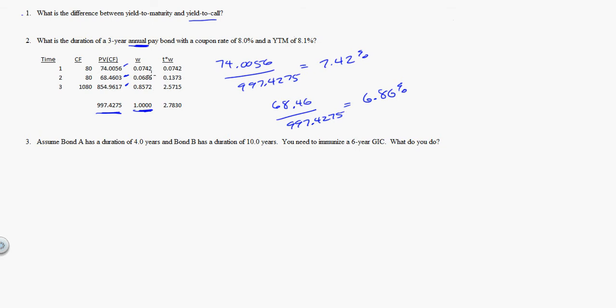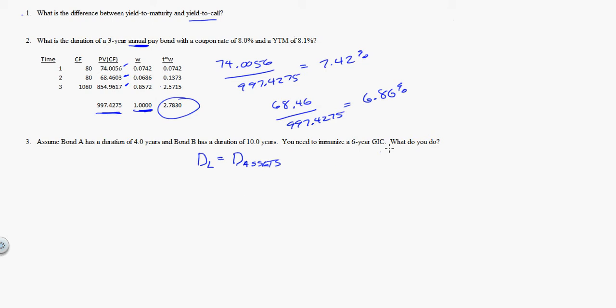And think of duration as the weighted average life of the bond when there's no call options or anything. So those are the weights multiplied by time: 1 times this, 2 times that, 3 times that, sum them up, and that's your duration. Alright, so this is interesting because of the next question. I want to immunize myself against interest rate risk. The duration of my liabilities needs to equal the duration of my assets.